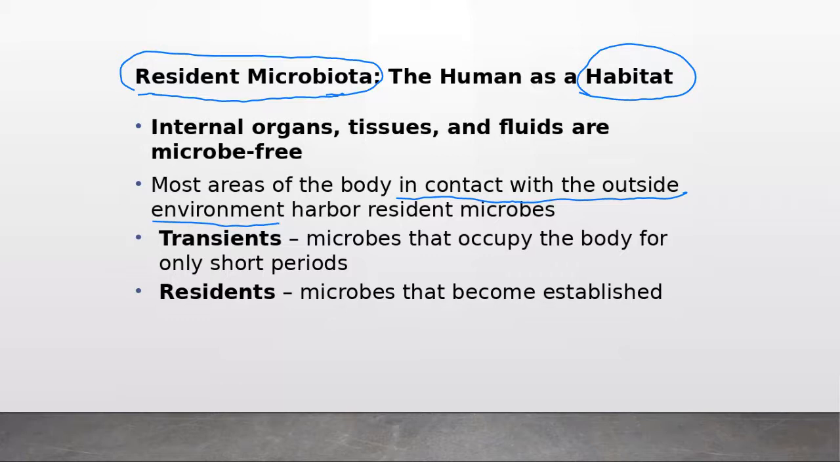There are several types of microbiota. If they stay only for a short period of time, they are called transient microbiota. But if they establish themselves and become microbes that live for a long time, then they become what we call the resident flora.